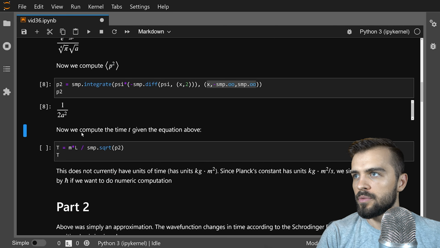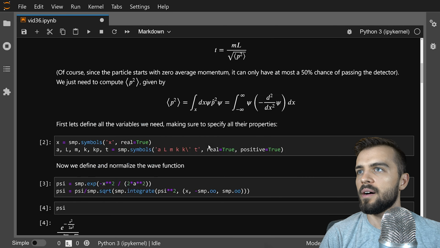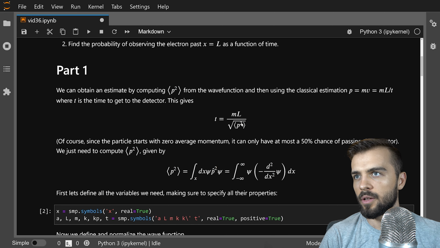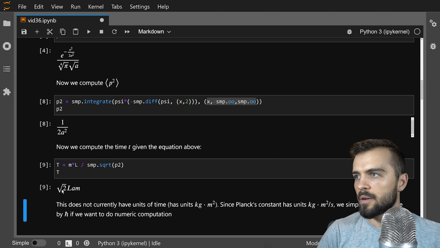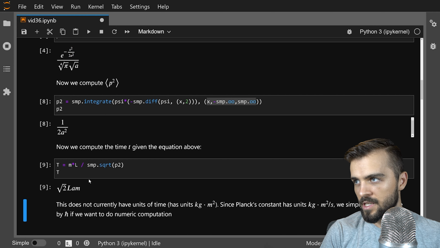So now I compute the time t given the equation above, the equation I derived here, t is ml over square root of p squared. And I just compute that, and I get root 2 LAM. So this is my time.